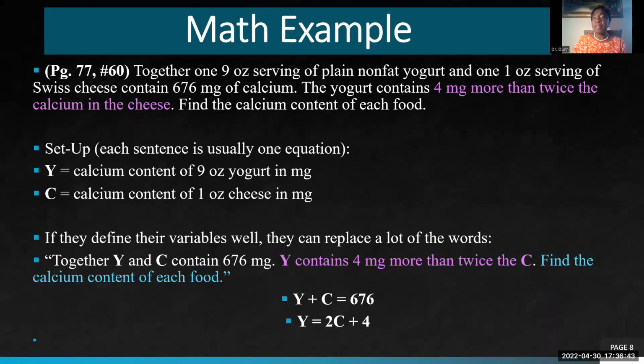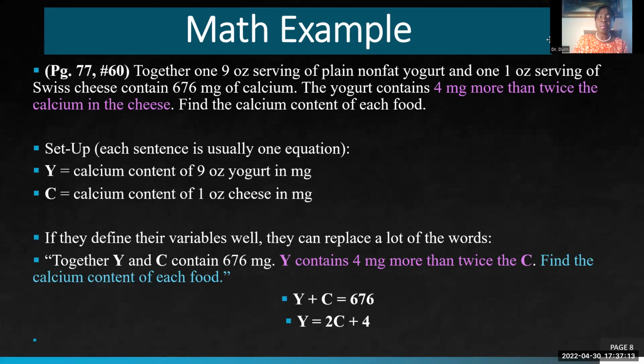And here's an example of how I approached reading in the content area. This is a math problem. And as you can see, together, 1 9-ounce serving of plain non-fat yogurt and 1 ounce serving of Swiss cheese contains 676 milligrams of calcium. The yogurt contains 4 more than twice the calcium in the cheese. This part is highlighted in a different color, and you may see the "4 more than twice the calcium in the cheese." That can be a little bit confusing.